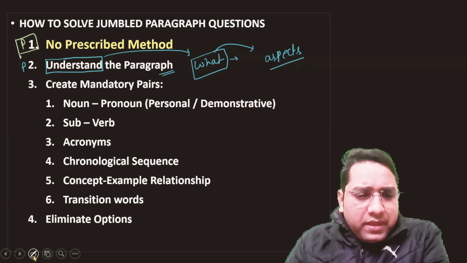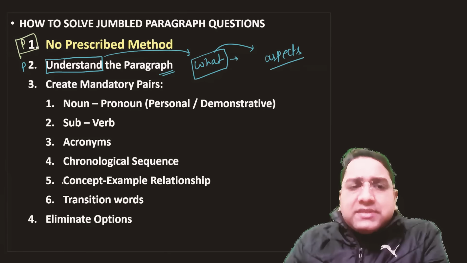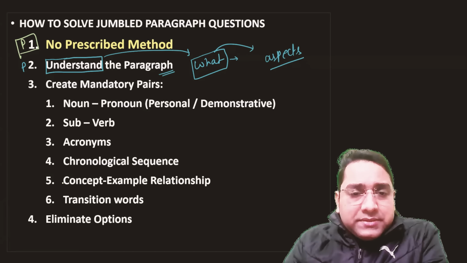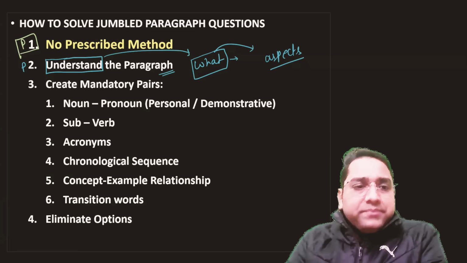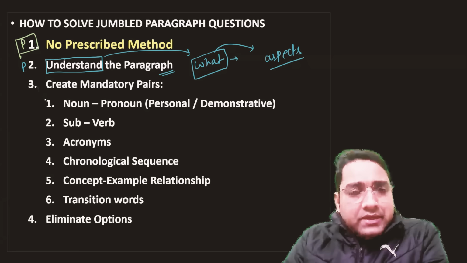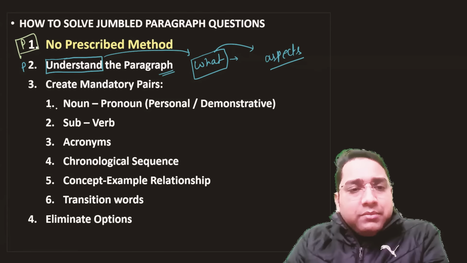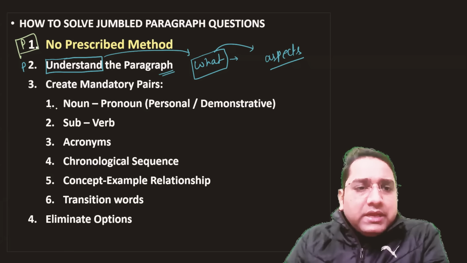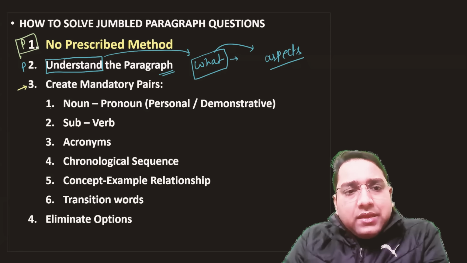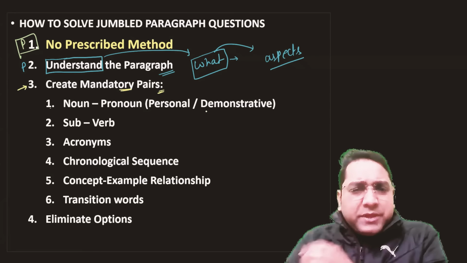Now, we know that there is no prescribed method, there is no universal method. So how will we approach? First, we will understand what is given in the passage. Third thing, there are multiple points and I will be discussing it in a very detailed manner, so don't worry about that. Start making pairs, mandatory pairs, right? Now, what does it mean? Let me explain you one by one.